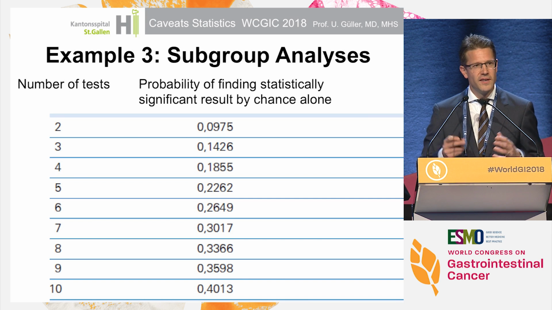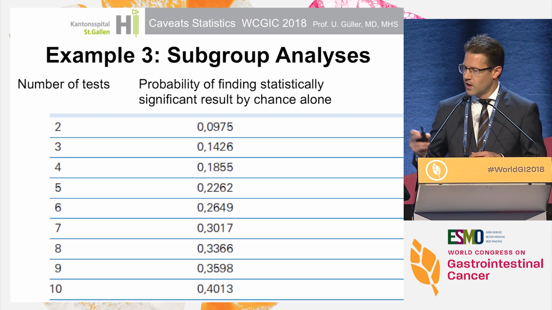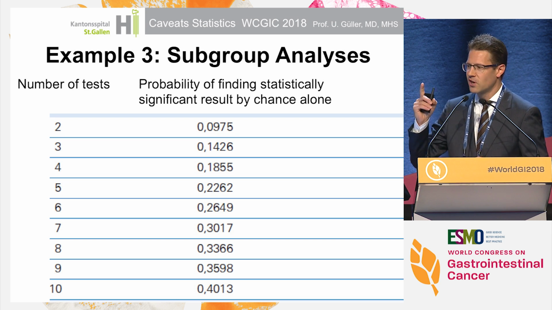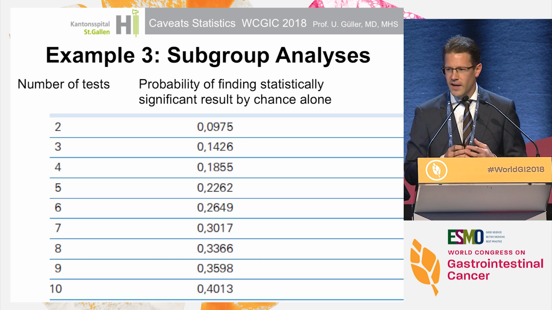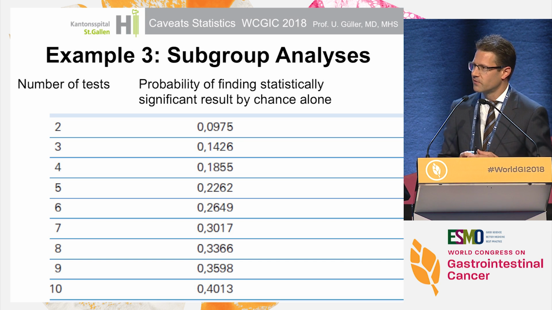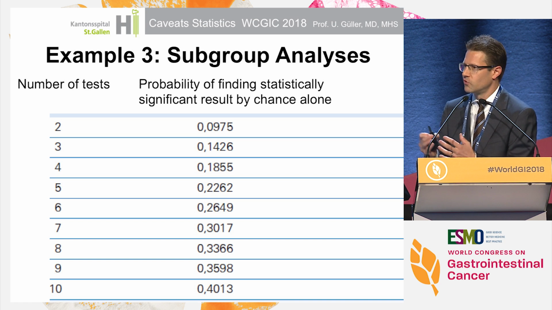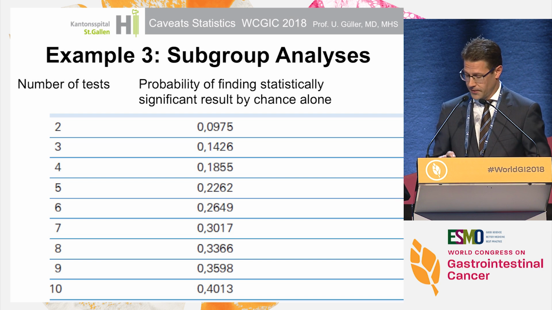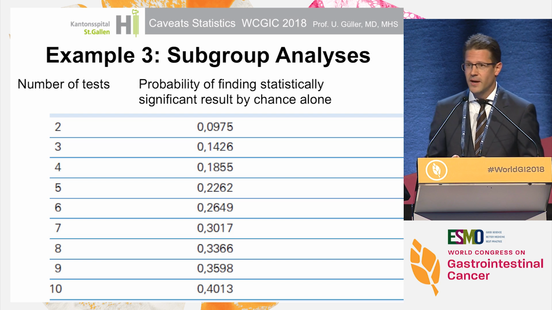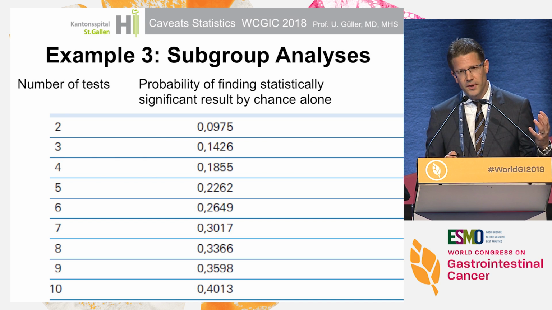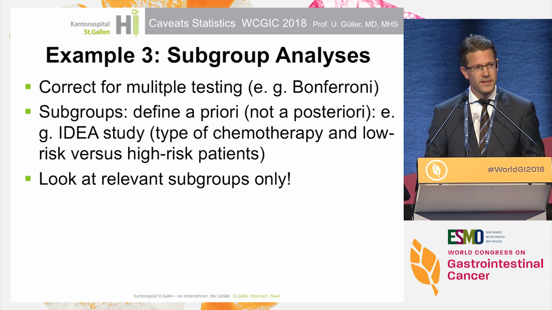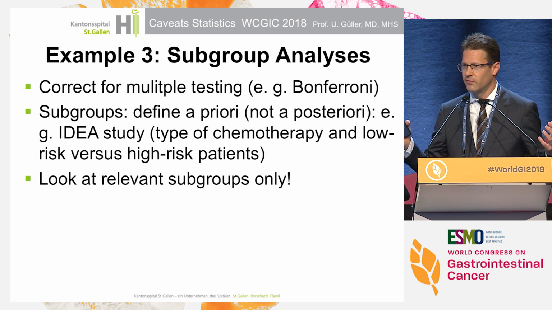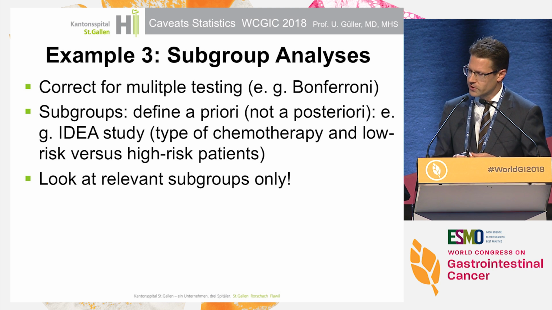On the left, you see the number of statistical tests run. On the right, you see the chances of getting a positive result by chance alone. And you can see if you run 5 tests, you have about a 22% chance of getting a statistically significant result by chance alone. If you do run 10 tests, this chance is 40%. So again, be very careful about the interpretation or over-interpretation of subset analysis. If you do have subset analysis, you may want to correct for multiple testing using Bonferroni or other statistical tools.